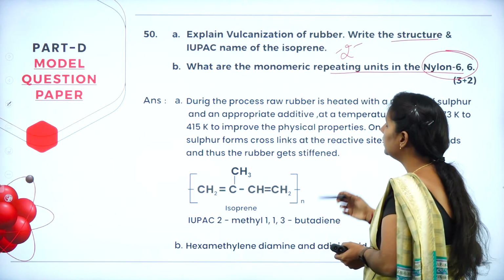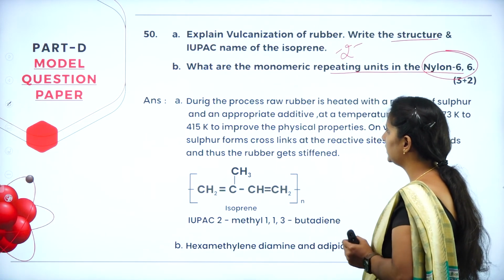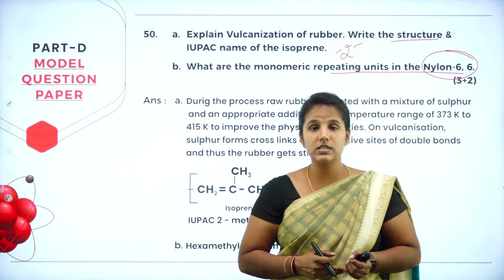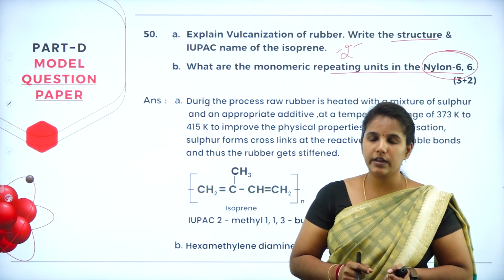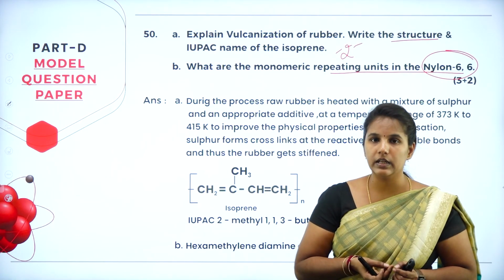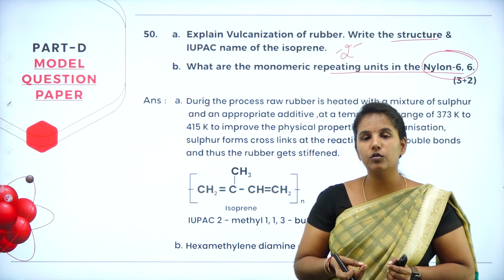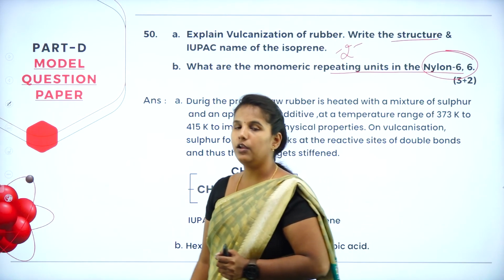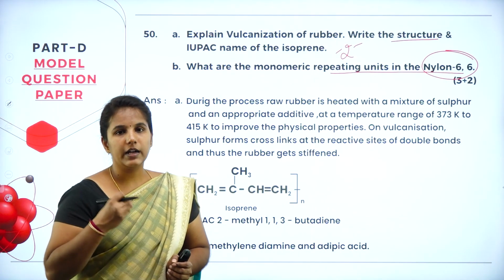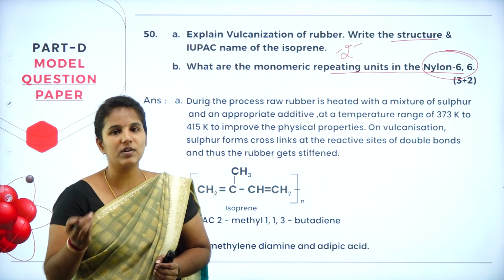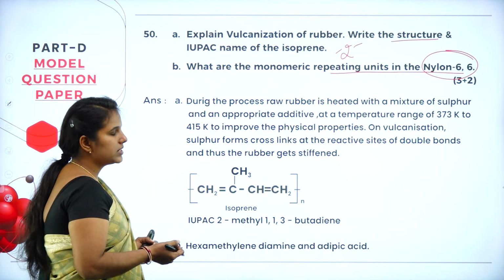Coming to the first question, you have to say what is vulcanization of rubber. We know that naturally occurring rubber is very soft, but they go through the process of heating. Why do they heat? In order to improve the strength of the rubber, because it is so elastic and so soft. That is why they heat the rubber at a specific temperature in order to increase the stiffness of the rubber. That is known as what?